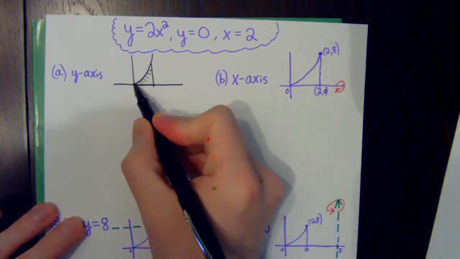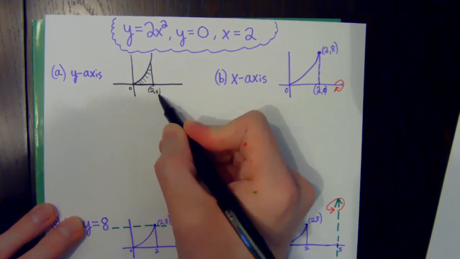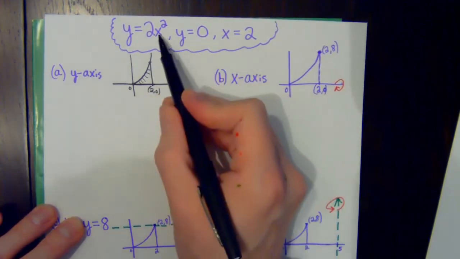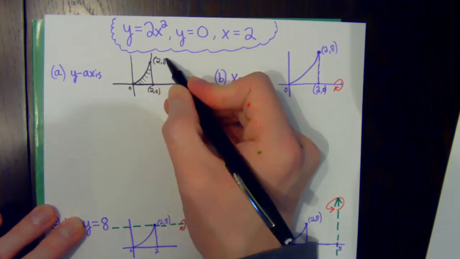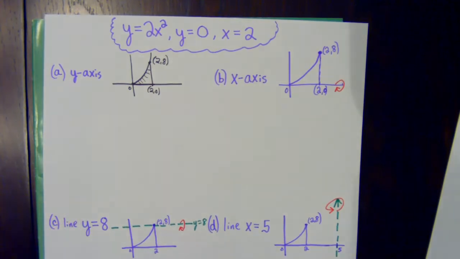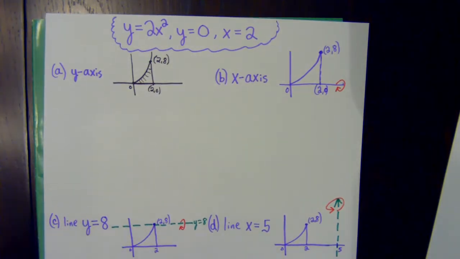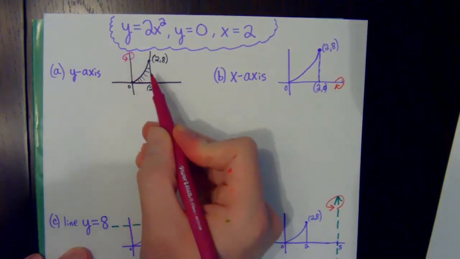So I draw the area, and I label the points. I know this is (0, 0). I know this is (2, 0). And if I take the 2 and plug it in for x right there, that y value is going to be 8. That's what I mean by draw your bounded area. And then I'm also always going to label the axis of revolution. So this time we're going to take this shape and revolve it about the y-axis right there.